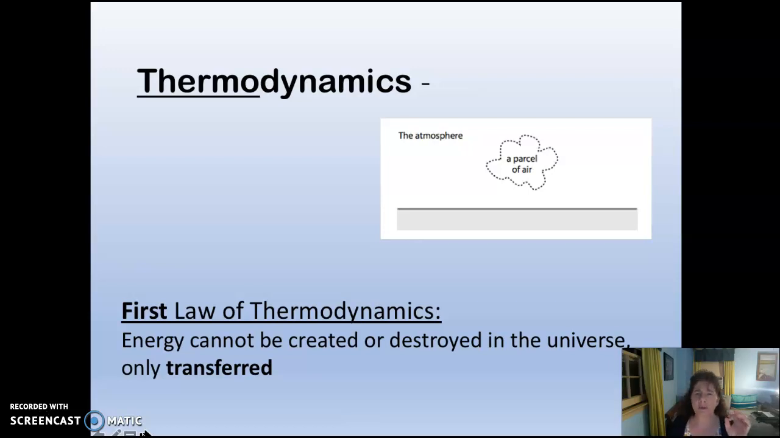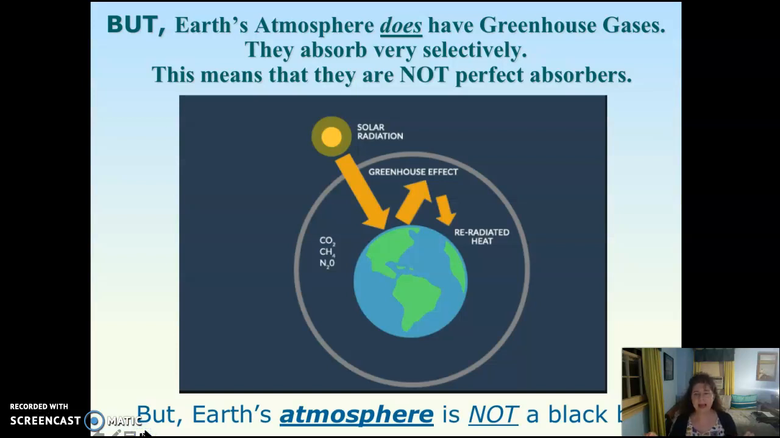The second law of thermodynamics says that every state tends toward an equilibrium. For instance, if you put ice in a soda, the ice is going to melt because it's going to balance the warmth of the soda with the cold of the ice, okay? If that's the second law, just a reminder, the first law is that energy cannot be created or destroyed, just transferred. Just a reminder for you. To get back to our atmosphere and reality.